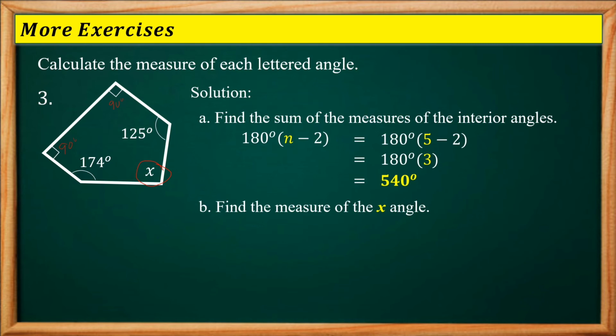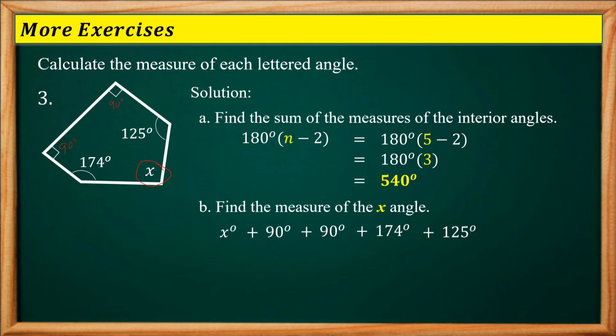Next, find the measure of the angle x. First, x degrees, because this is what we are looking for, plus 90 degrees, plus 90 degrees, plus 174 degrees, plus 125 degrees. How many angles do we have? 1, 2, 3, 4, 5.